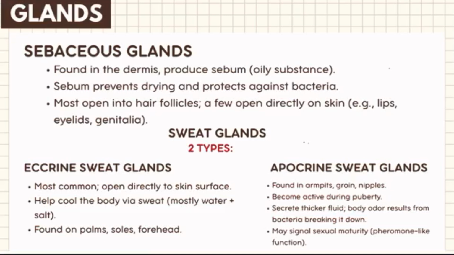So we have two types of sweat glands, which are the eccrine sweat glands and apocrine sweat glands. Eccrine sweat glands are widespread, and they help regulate body temperature via sweat. While the apocrine sweat glands are involved in scent or the odor of the body where they are found.